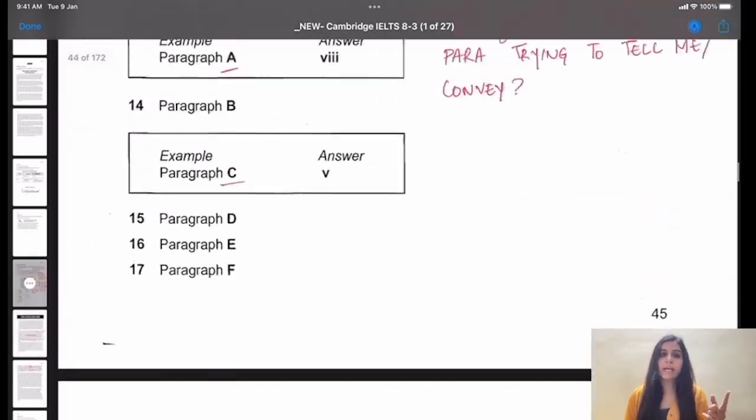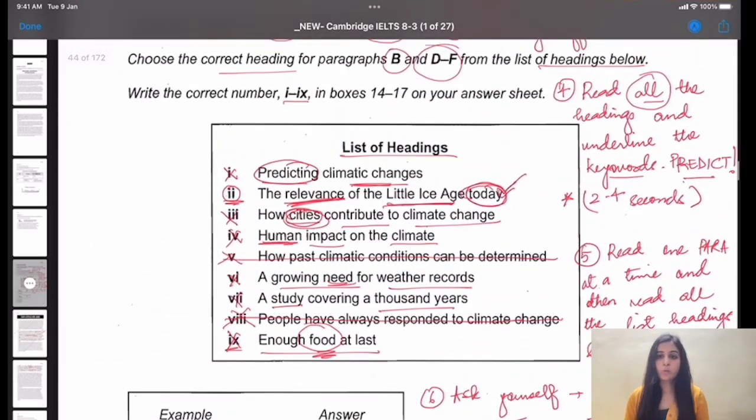Instead of looking for the right answer, we start eliminating the wrong ones and ultimately we'll reach the right answer. So is there any prediction of climate changes? No, they're just mentioning what happened in those years in the past. So there's no prediction again. So we put a cross there.